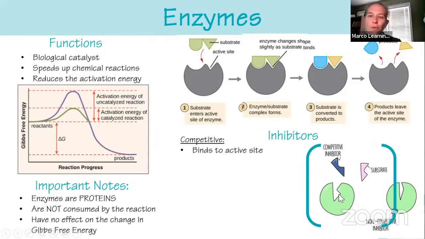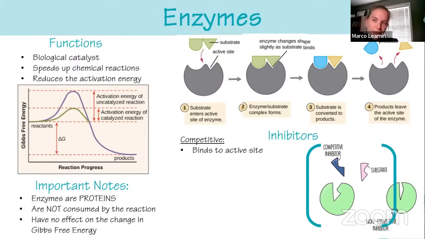So how can I overcome this? To overcome this, I can increase the amount of substrate. If I increase the amount of things that are reacting, there's a higher probability that substrate is going to bind into that active site. So I can increase the reaction rate by decreasing the amount of inhibition.